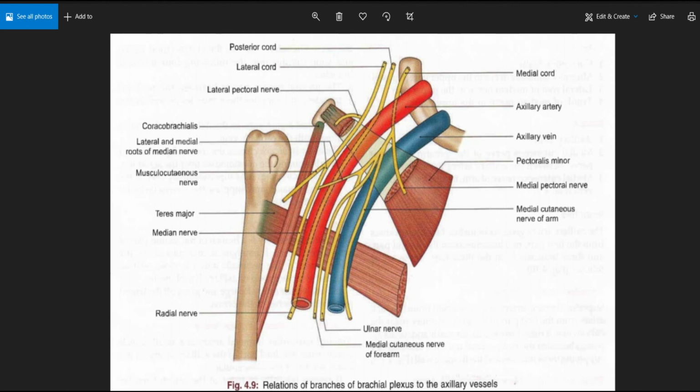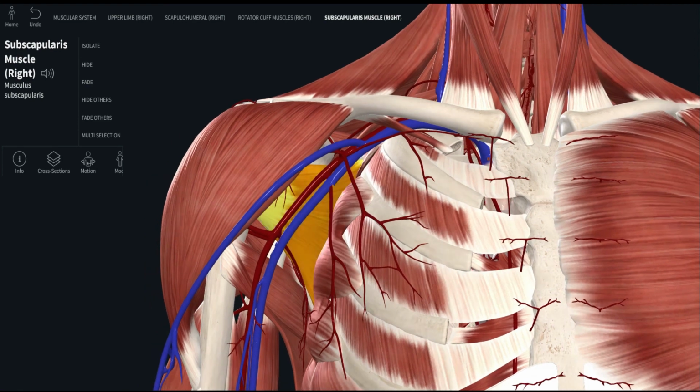Whereas there is another branch, which is the medial cutaneous nerve of arm. It is also a medial relation of the third part, but more importantly, this is medial to the axillary vein as well. Whereas the ulnar nerve and the medial cutaneous nerve of forearm are lateral to the axillary vein. So these three, ulnar nerve, medial cutaneous nerve of forearm, and medial cutaneous nerve of arm, are more or less the medial relations for the third part of the axillary artery. So that completes the entire relations of the axillary artery.